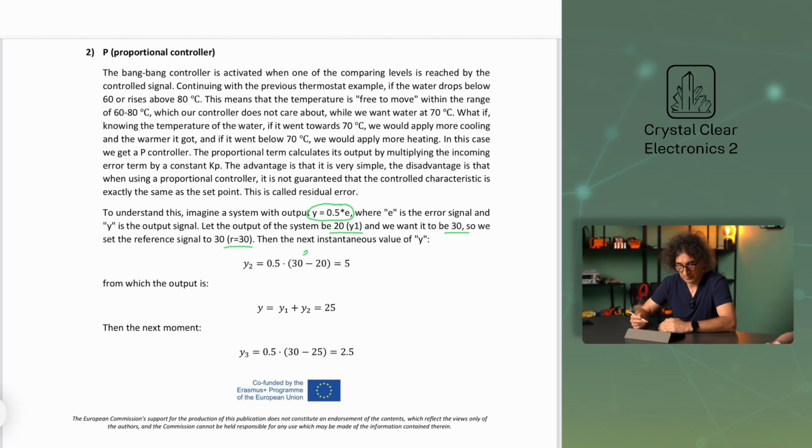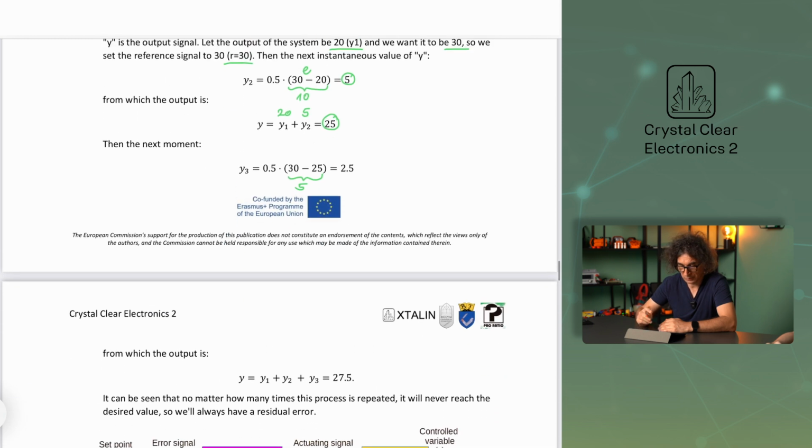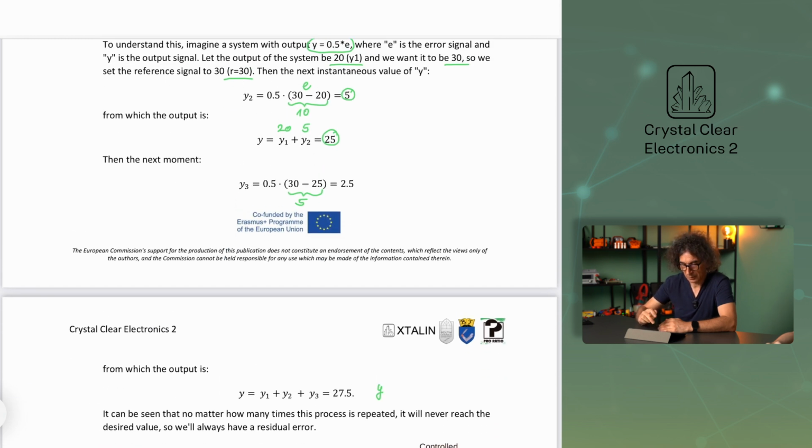The error signal e is the difference between the reference signal and the output value, which is now 10. y equals 0.5 times e, so y2 is 5. From this, we get the output as the sum of the two values, which is 25. At the next point, we see that the output will now increase less because of the smaller error signal. It's easy to see that no matter how many times this process is repeated, it will never reach the desired value, so we'll always have a residual error.